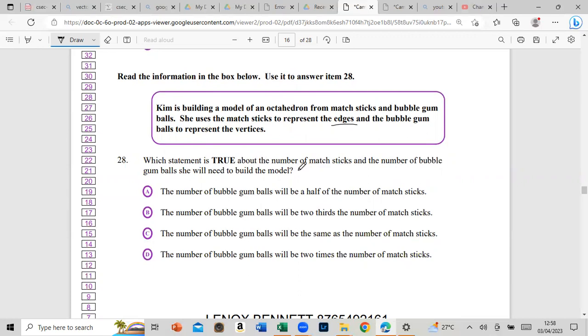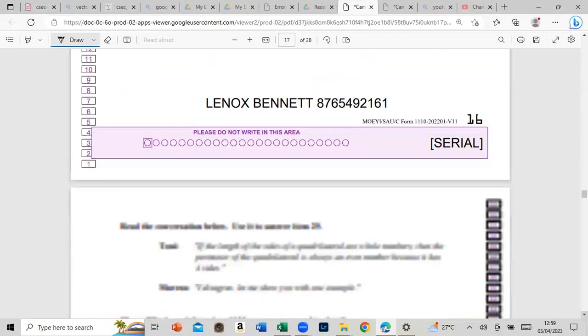Now for this one, you definitely have to know the shape, the 3-dimensional shape, right? So you say, which statement is true? A, the number of bubble gums will be half the number of matchsticks. B, the number of bubble gums will be 2/3 the matchsticks. C, the number of bubble gums will be the same as the number of matchsticks. D, the number of bubble gums will be 2 times the number of matchsticks. And that would actually be A. But again, Google that and look at the actual figure. Alright?